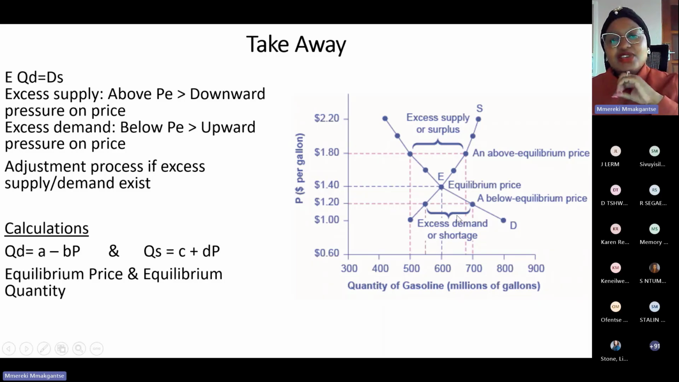Yes, my friends. So excess demand, we said it is below the equilibrium price. So does it put upward pressure or downward pressure on the price? Excess demand, does it put upward pressure or downward pressure on the price?